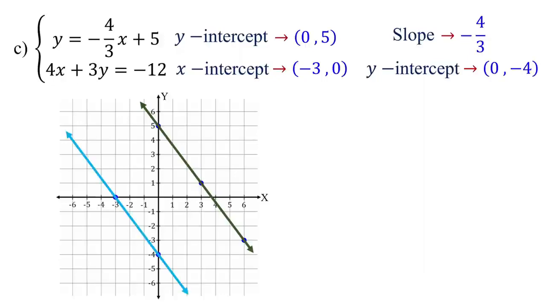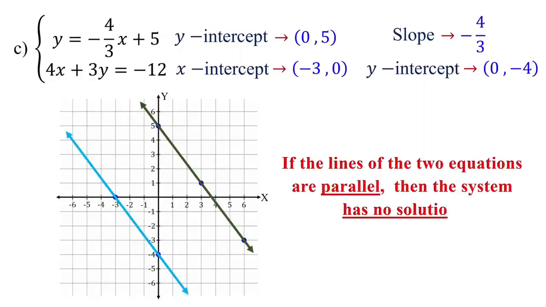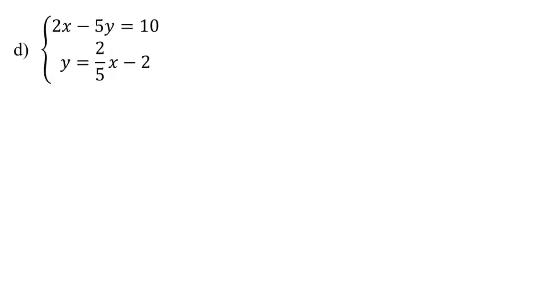Notice that the 2 lines do not intersect, they are parallel lines. If the lines of the 2 equations are parallel, then the system has no solution. Finally, let's consider the case where the system of equations has infinitely many solutions. Please feel free to pause the video and give it a try.